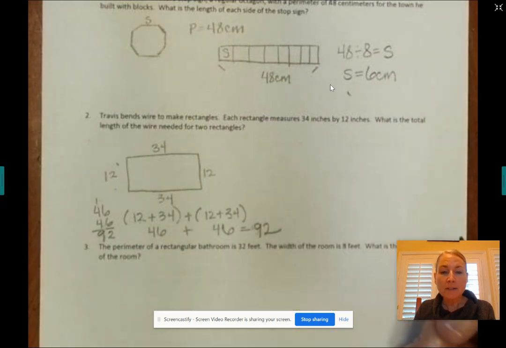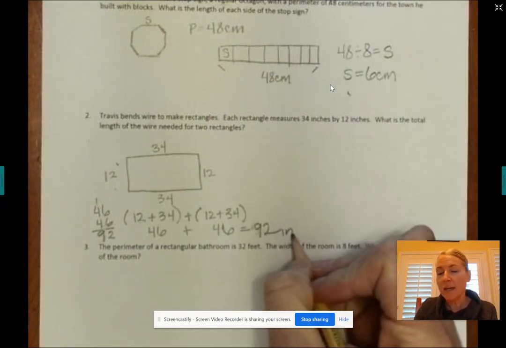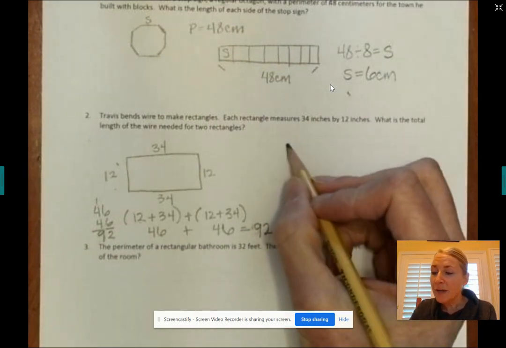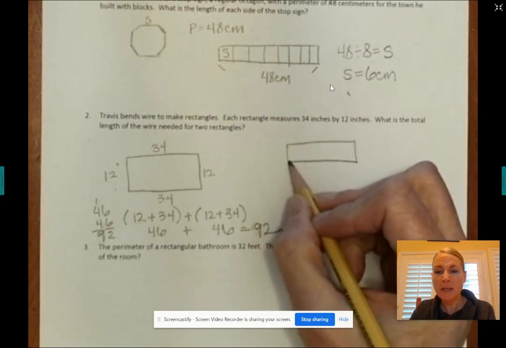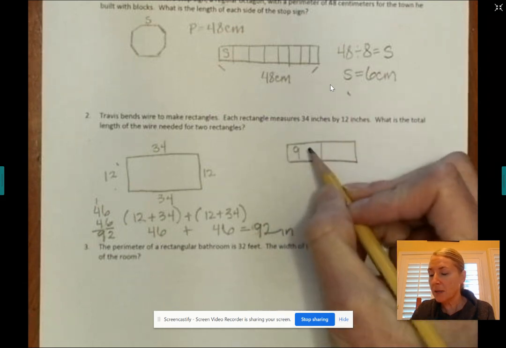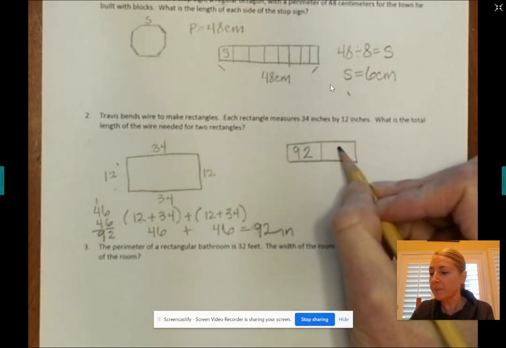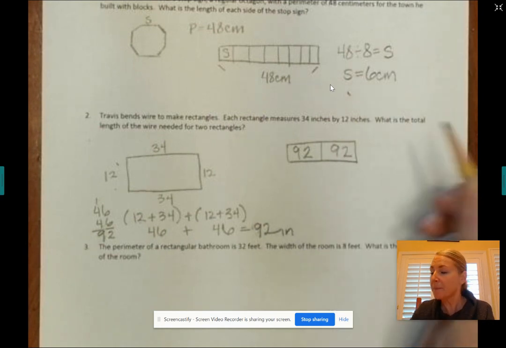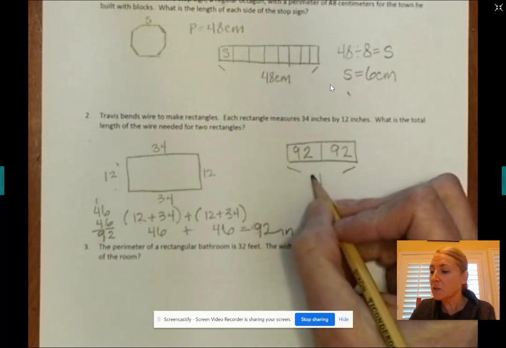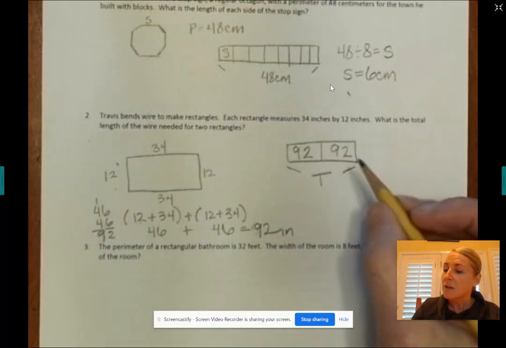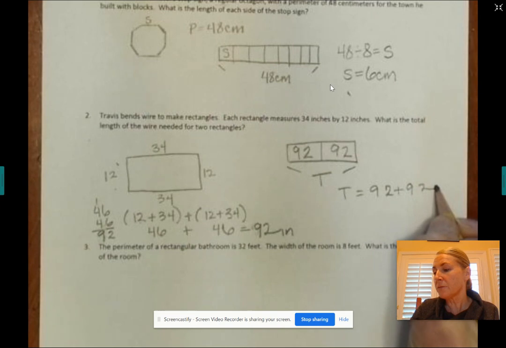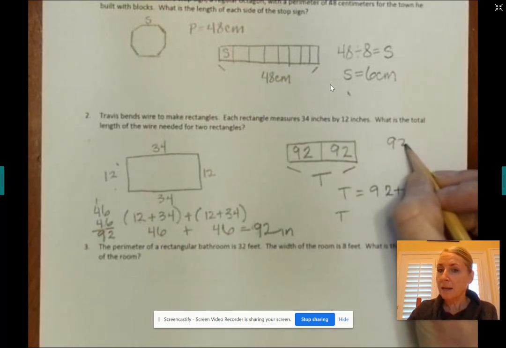All right, so one rectangle is 92 inches, and he has actually done two of them. So 92 times 2, let's keep it nice and simple, to make sure we don't make any mistakes since that's not a typical multiplication problem we do in third grade. So I have 92 here, and it gives me a chance to show off my tape diagram. A 92 and a 92, each rectangle represents that, will give us the total of the two rectangles. So T equals 92 plus 92. I'm going to go ahead and stack them.